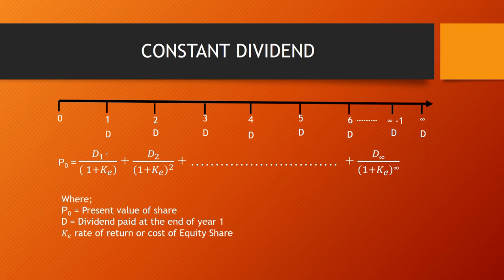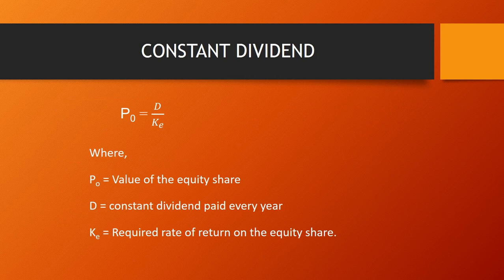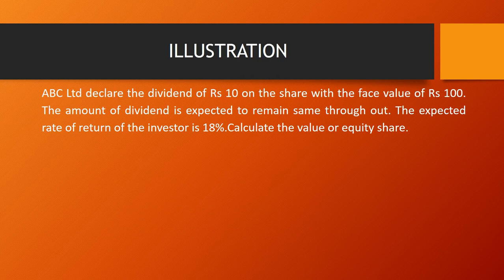So we can directly use the formula which is used in a perpetuity. The formula for perpetuity says cash flow divided by R. In this case the cash flow is dividend, so we can write D, and R is Ke. So we can say that the present value of shares in case of constant dividend will be dividend paid divided by cost of equity. Let's take an example.